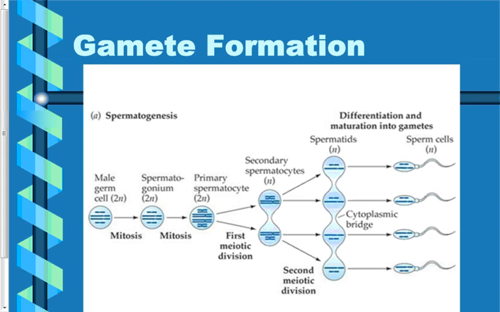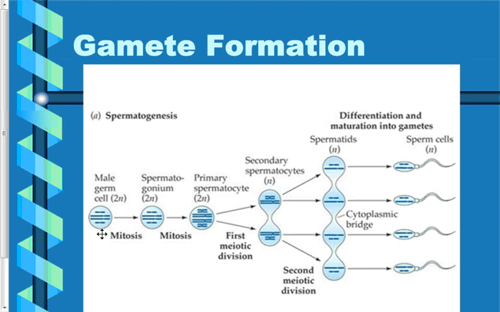Gametogenesis for males is specifically called spermatogenesis, and we start with a cell called a germ cell. It's short for the idea of germination, meaning to produce offspring. Now, a germ cell is diploid. It has pairs of chromosomes, and in this particular diagram, we're showing a cell with 4 chromosomes.